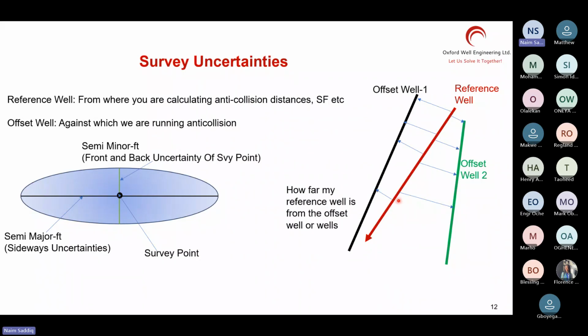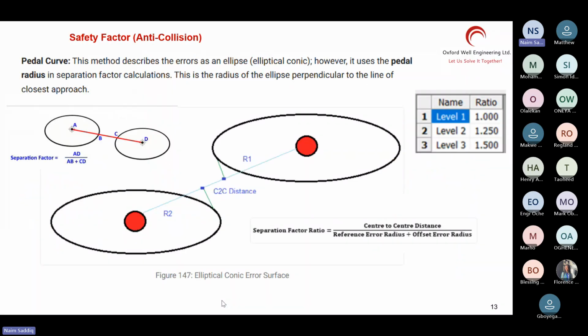Another thing is called safety factor. You will hear safety factor a lot if you are a drilling engineer or drilling person. How do they arrive at it? What does it mean? The safety factor is very bad when the ellipses of uncertainty are touching or coming close to each other.